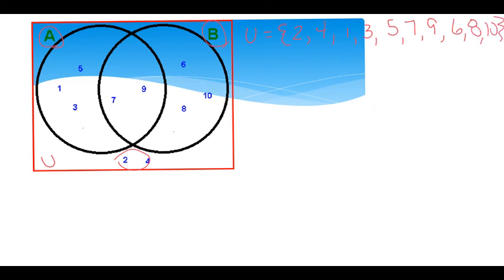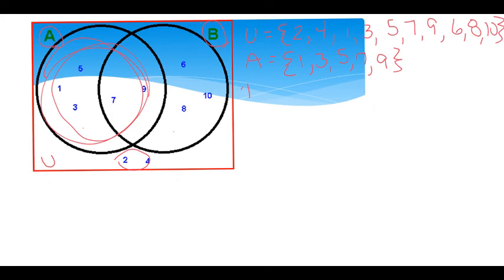Now, if I asked you just to list set A, it would be everything in this circle here. So it would be, and again, you list it with the roster method, 1, 3, 5, 7, and 9.